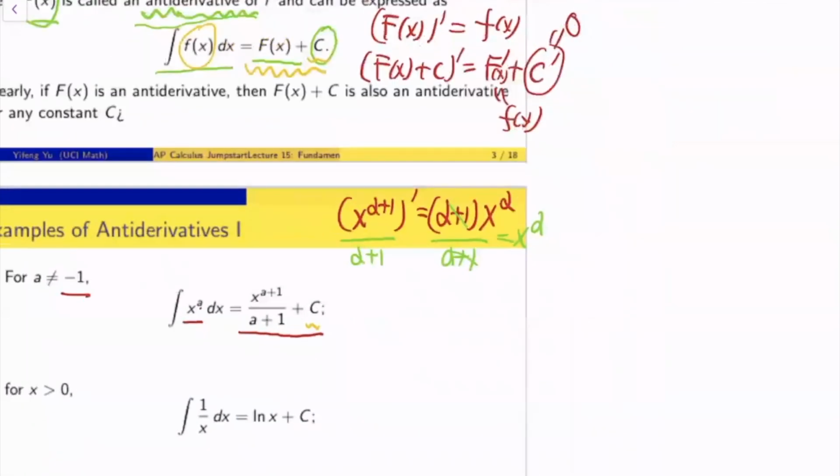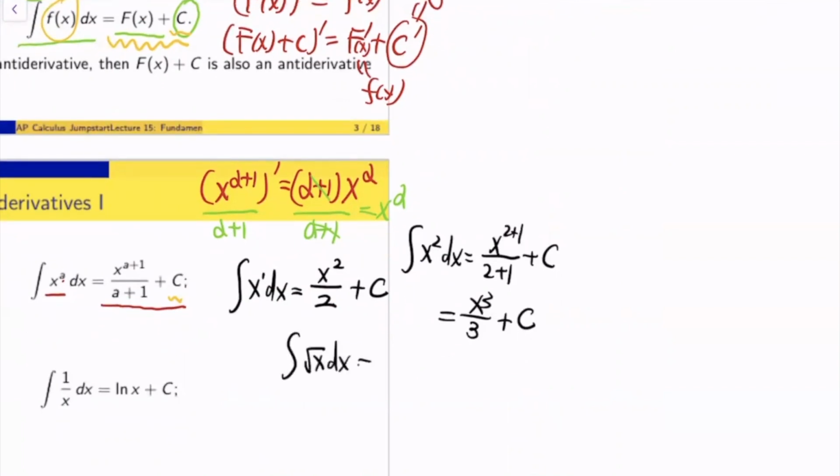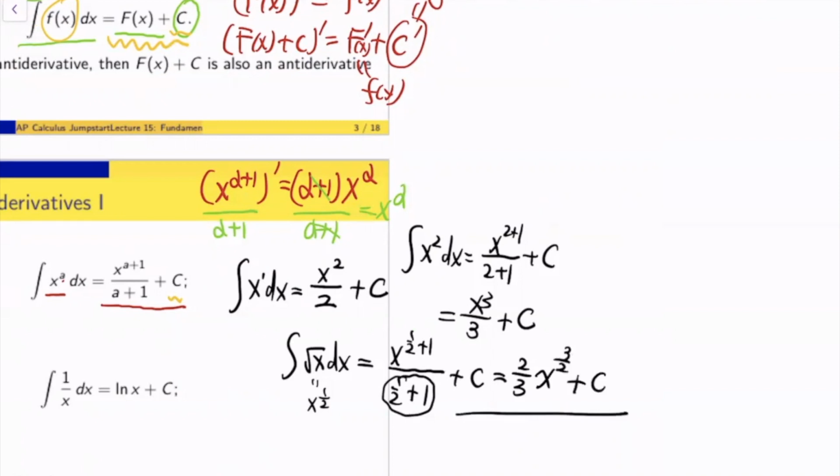For example, what is the antiderivative of x? Because the power is 1, it will be just x squared over 1 plus 1, which is 2, plus a constant. And how about the integral of x squared dx? This will be x to the 2 plus 1 over 2 plus 1, plus a constant. So it will be x cubed over 3 plus c. And then how about the integral of the square root of x dx? Of course, we assume x is positive. This is just x to the power 1/2. So what we have is x to the power 1/2 plus 1, over 1/2 plus 1, plus a constant. This is 3 over 2, and you flip it, so it's 2 over 3, times x to the power 3 over 2, plus a constant. So this provides the general formula to find the antiderivative of the power function.